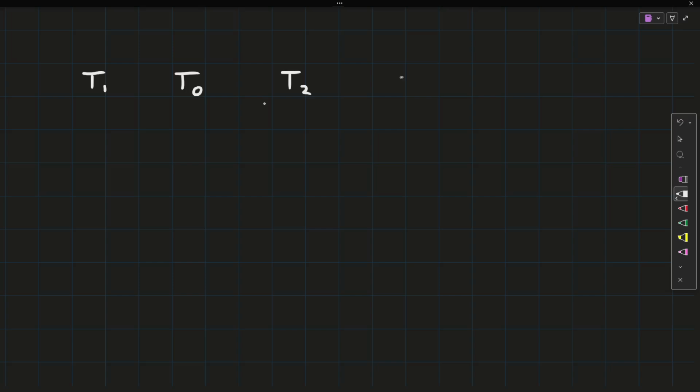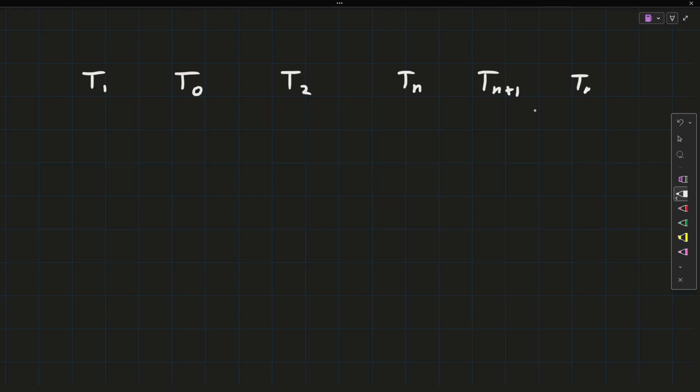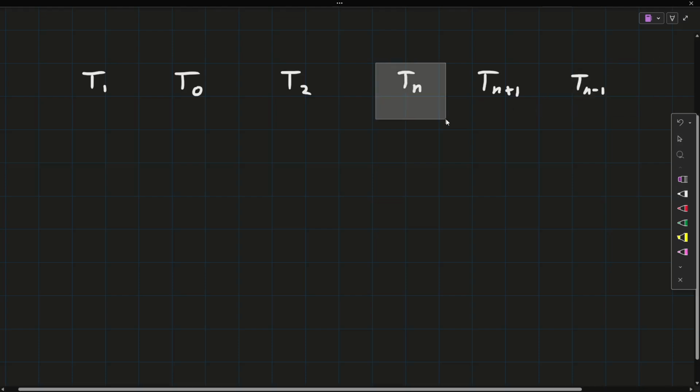T2 would mean the second term. Tn would mean the nth term for any number n. T sub n plus 1 would mean the term after the nth term, so it's the term after that, n plus 1. And similarly, t sub n minus 1 would be the term before the nth term.